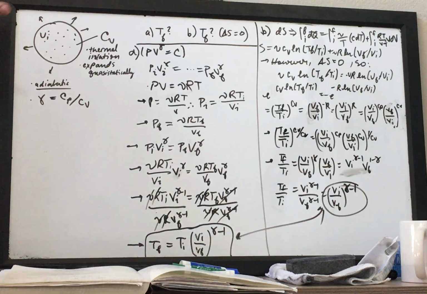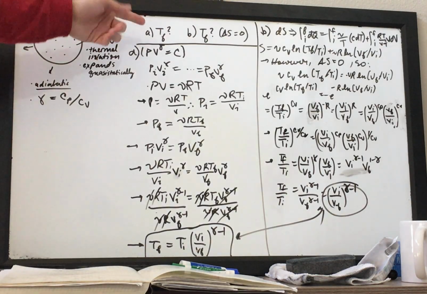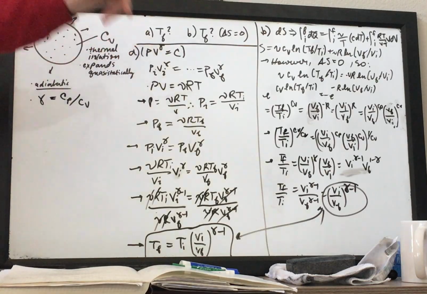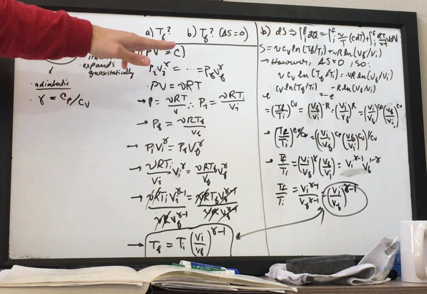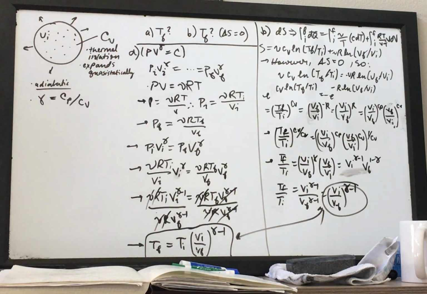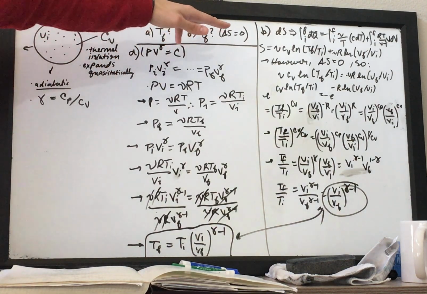Our gas in this particular setup is thermally isolated, and we allow it to expand outward quasi-statically, so really slowly and incrementally, until it reaches some final volume with an associated final temperature T sub F. So with these particular conditions, how do we calculate something like our final temperature? And then in part B, we're asked to do the same thing, but instead of using the ideal gas law, specifically with adiabatic expansion, to do it with just entropy considerations.